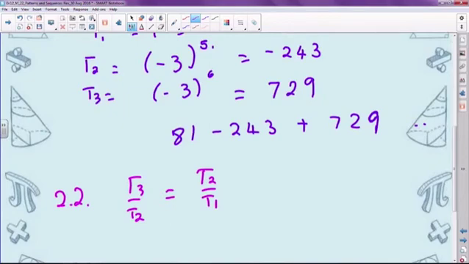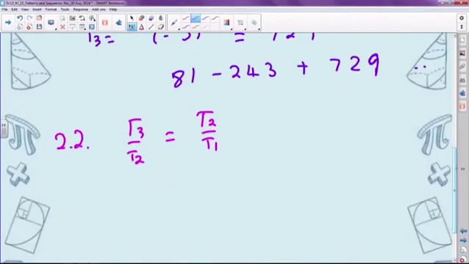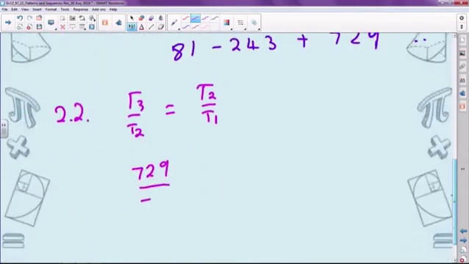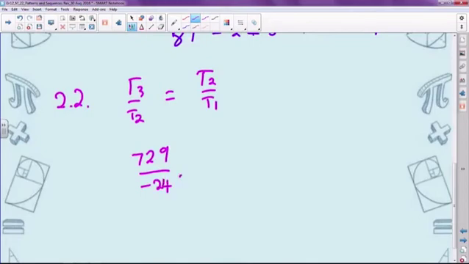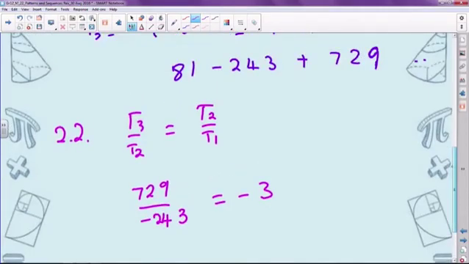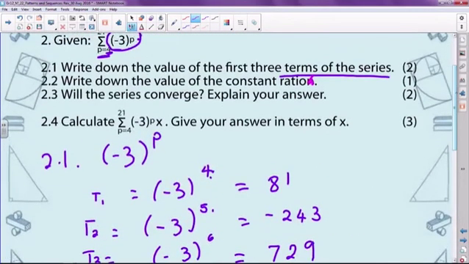So I'm going to take 729, which is term 3, divided by term 2, which was negative 243. And you will get that your constant ratio is negative 3. If you do term 2 divided by term 1, you'll get the same answer.